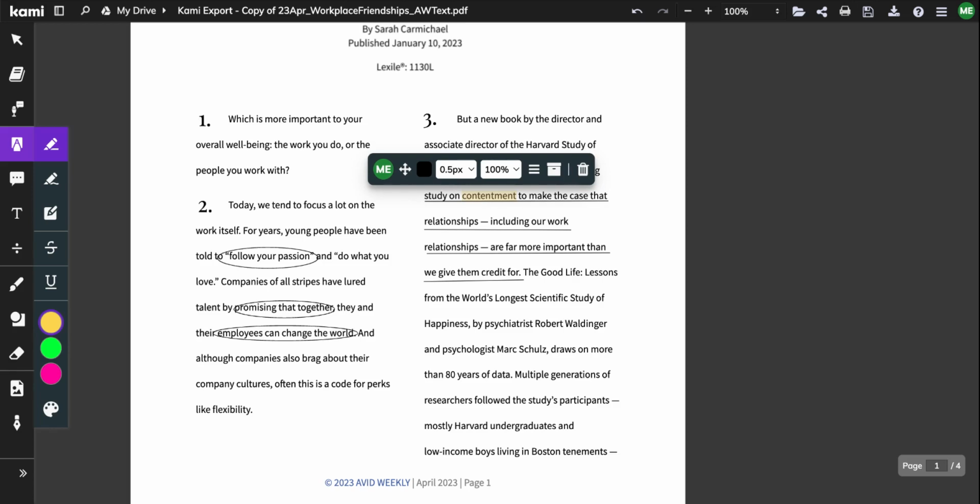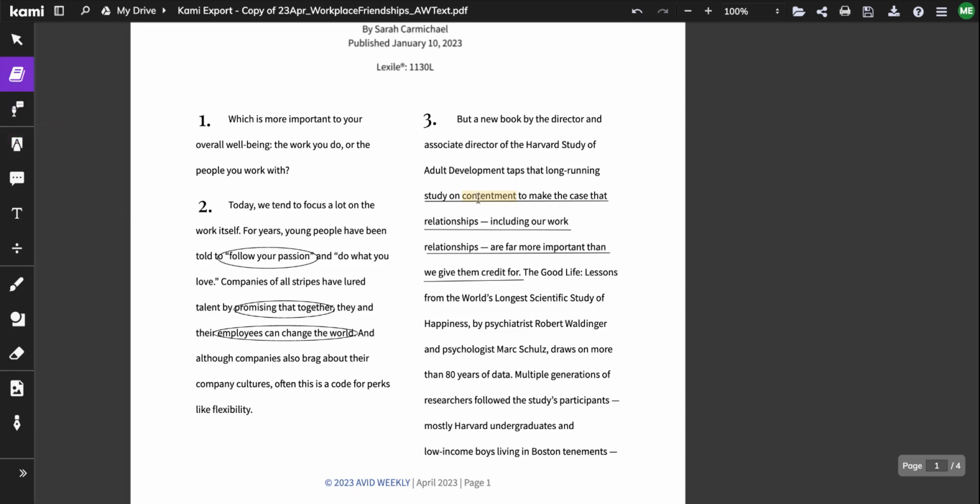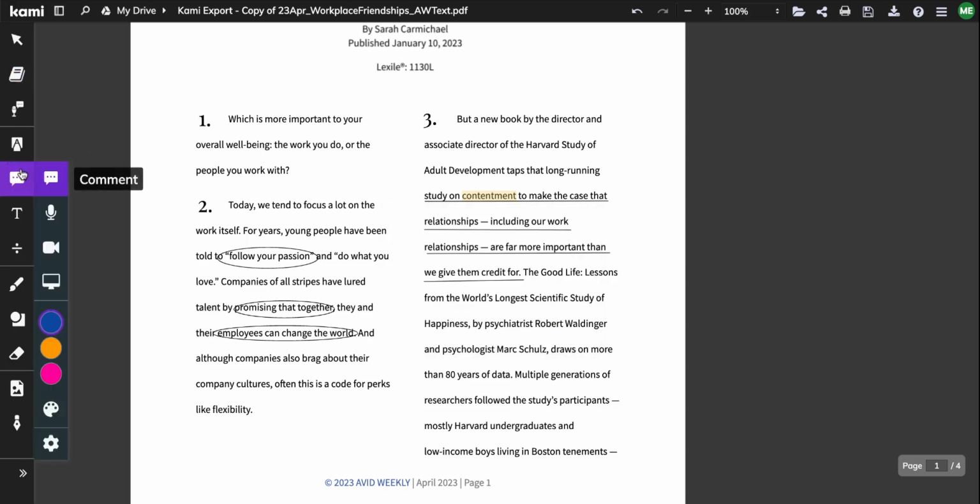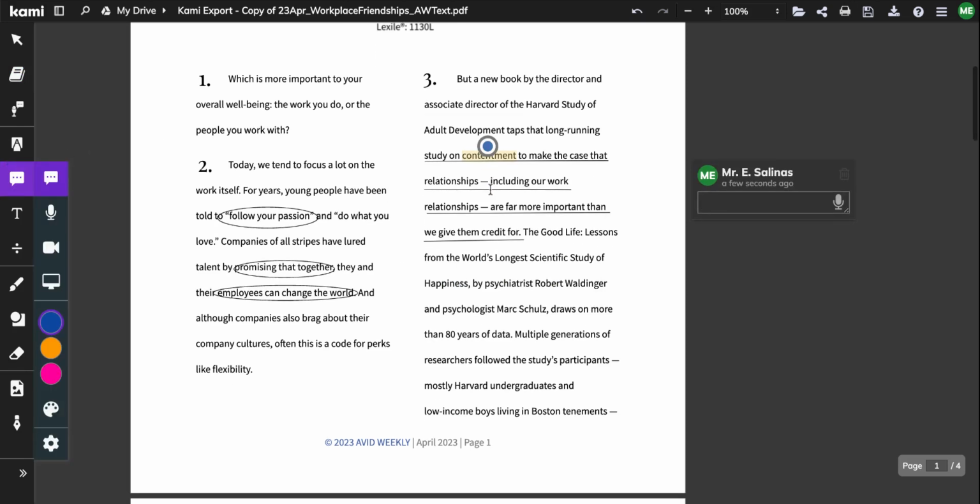I'm then going to use my first outside strategy, which is using context clues. Adult development taps that long-running study on contentment to make the case that relationships in our workplace are far more important than we give them credit for. Hmm, that didn't really help out. So then I'm going to use the dictionary to help me out. Oh, there we go. So I was kind of right. Content, happiness. So I'm going to copy and paste and annotate on the side.